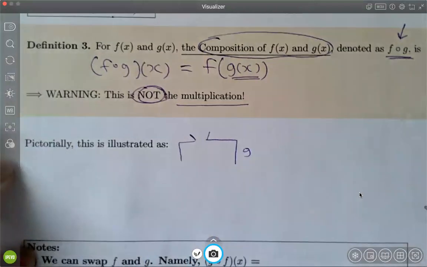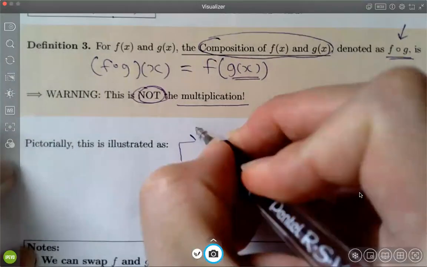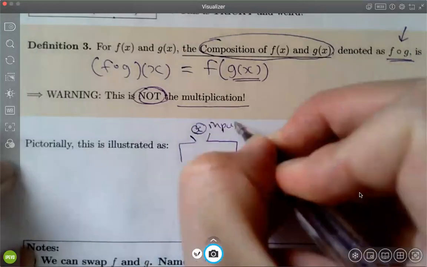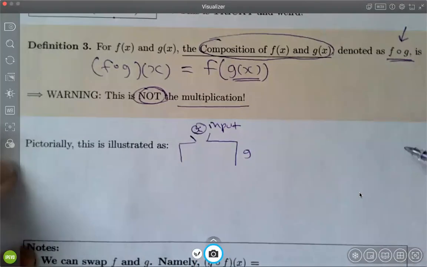Okay, so here's a machine. And now here is the ball, which is an x. Kind of looks like a baseball.